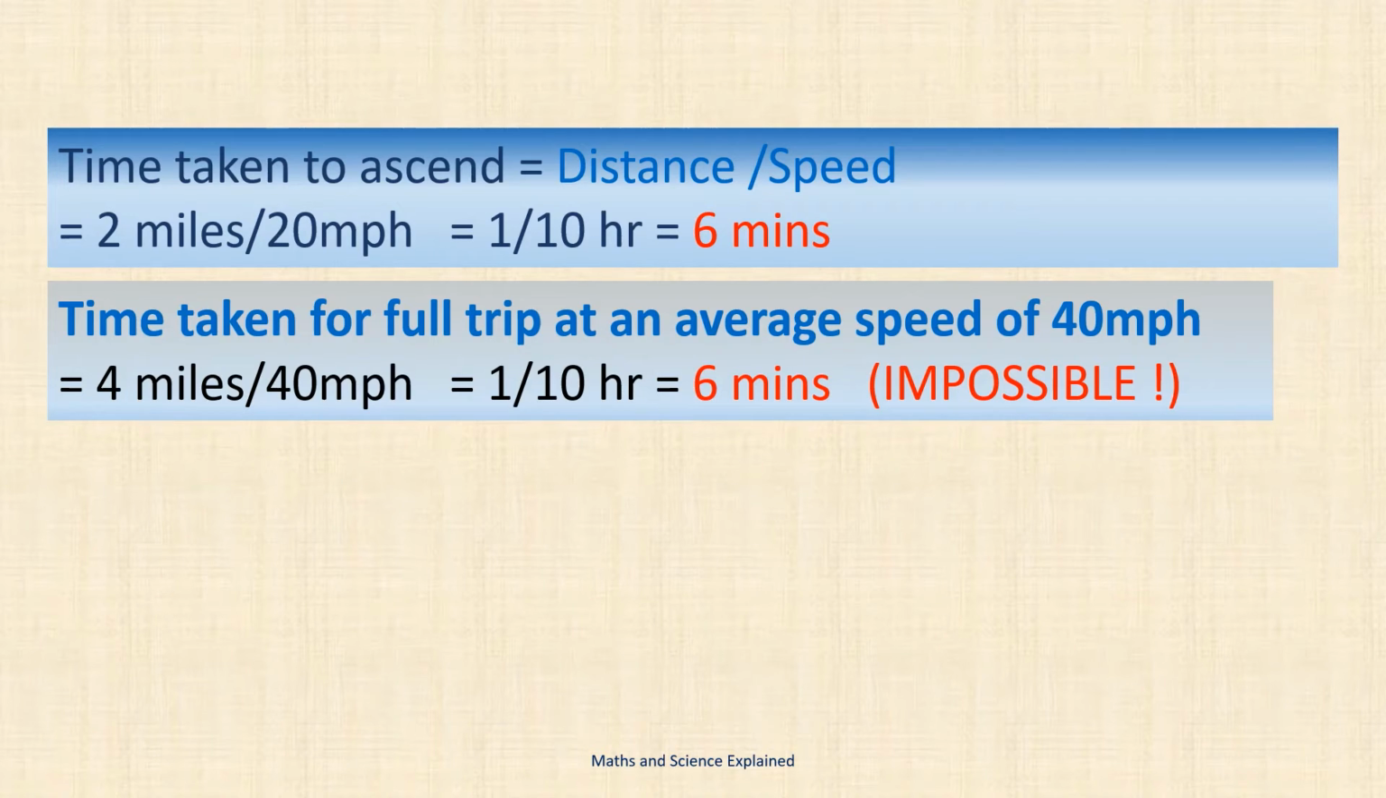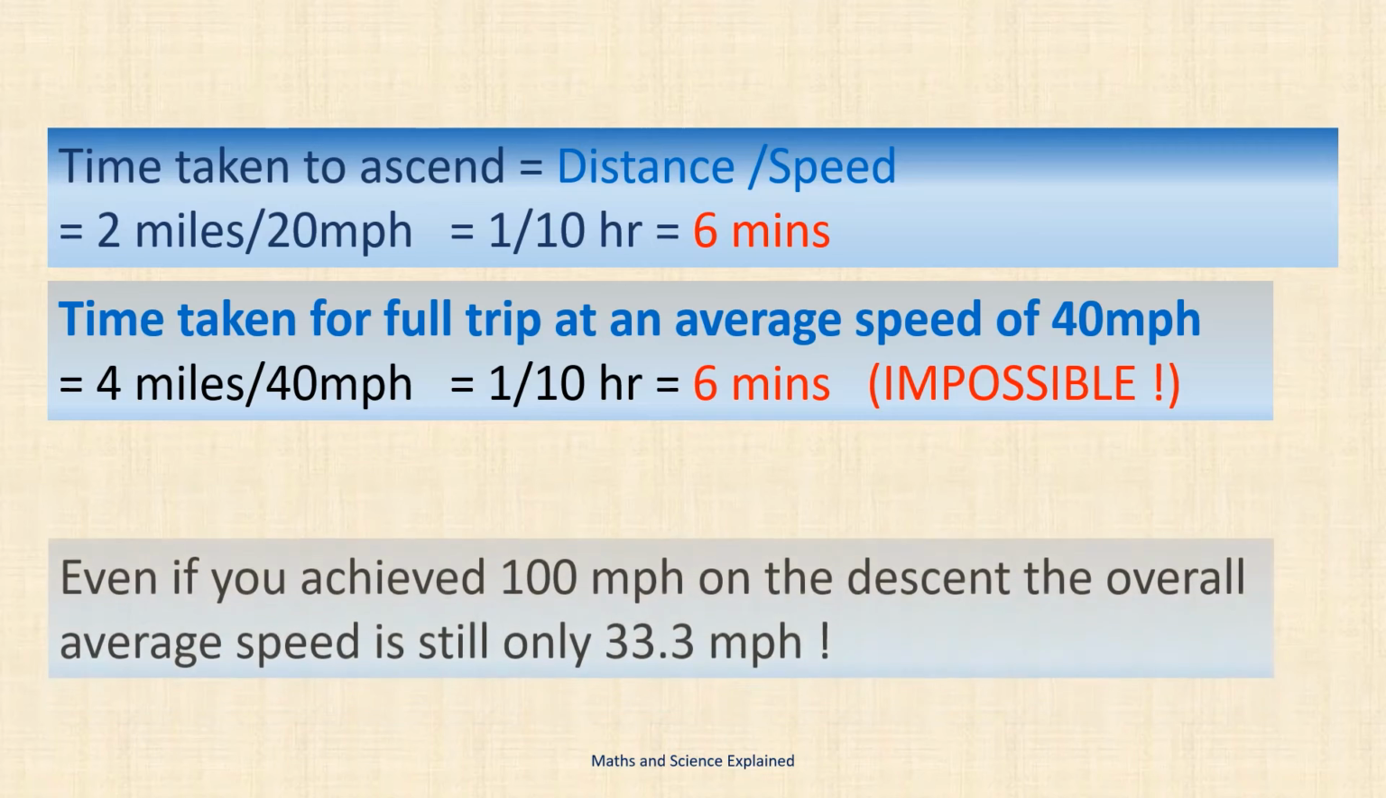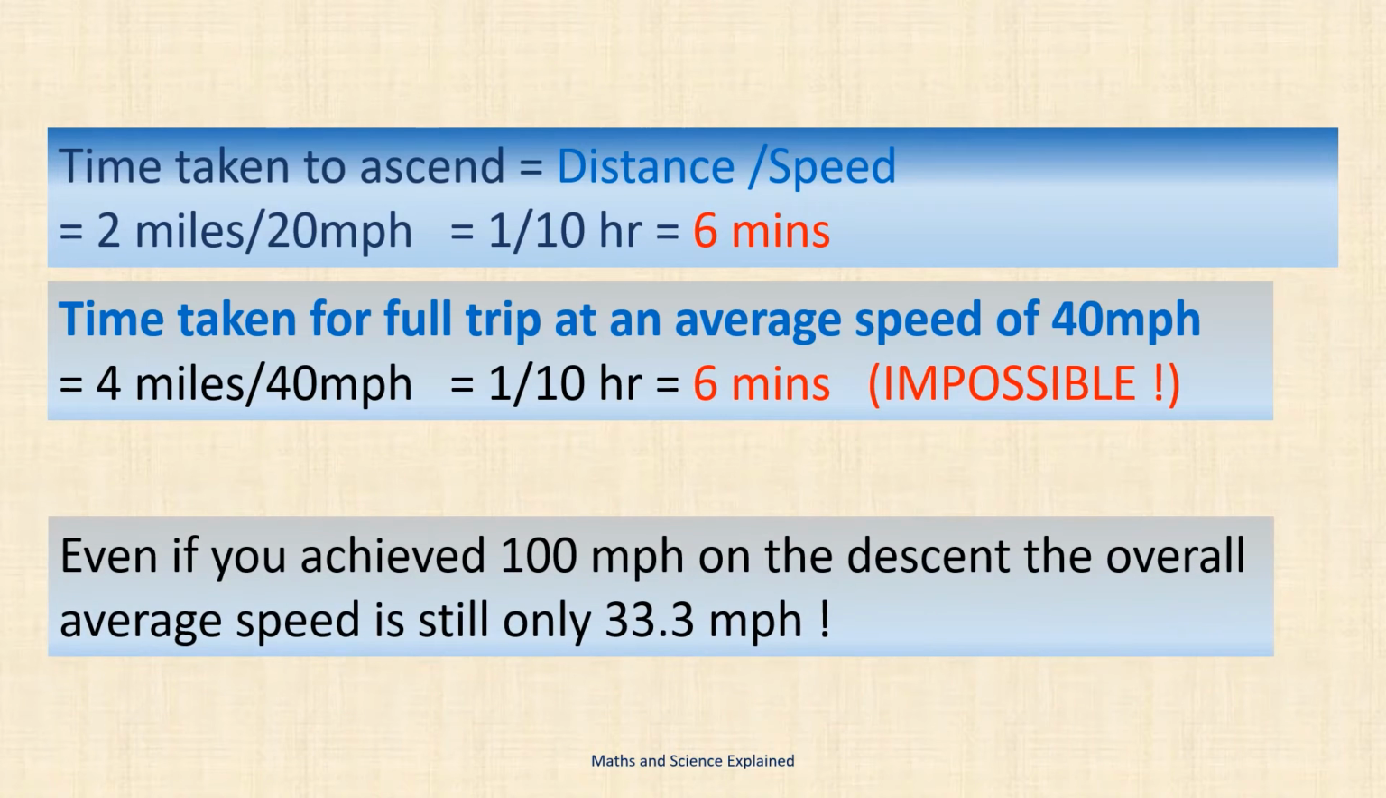Of course, we could have arrived at this answer without any calculations. The time taken to go 2 miles at 20 miles an hour is the same as the time taken to go 4 miles at 40 miles an hour. Therefore, there would be no time left to complete the second leg of the trip. Even if we did 100 miles an hour down the hill, we would only achieve an overall average of 33.3 miles an hour. In fact, the overall average approaches 40 miles an hour as the descent speed approaches infinity.